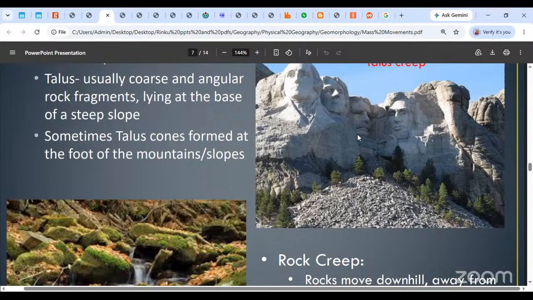These four presidents are supposed to show the four phases of development of the USA, how the USA was developed, and that is why the monument was made. But that is how it is.